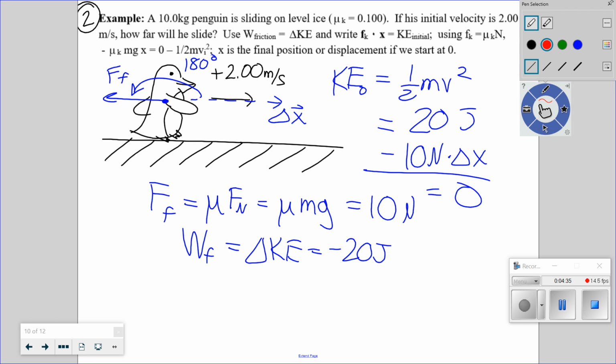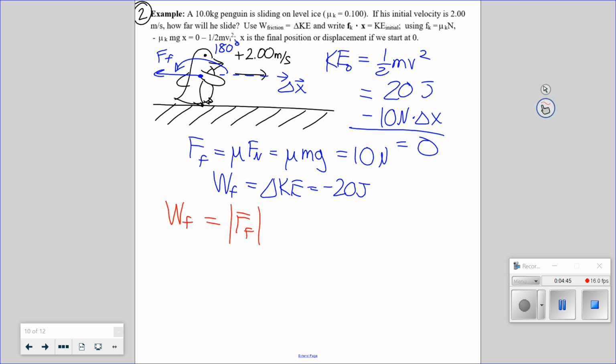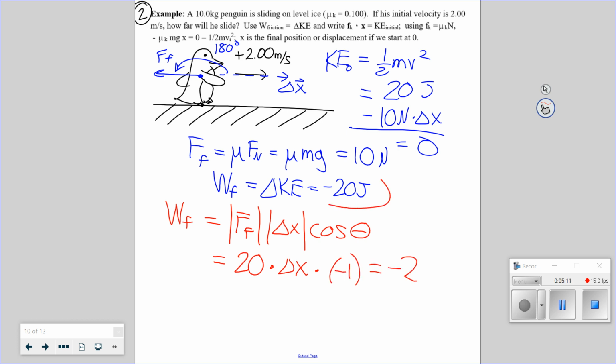Until you get used to it, the work done by the force of friction would be the magnitude of the force of friction times the magnitude of displacement times the cosine of the angle between them. Okay, we wrote that down last time. If not, write the angle between. So you are totally free to do 20 times delta x times negative 1, and that's our negative 20. Okay, cosine of 180. If you're not sure what formula to use, you definitely can use that one.